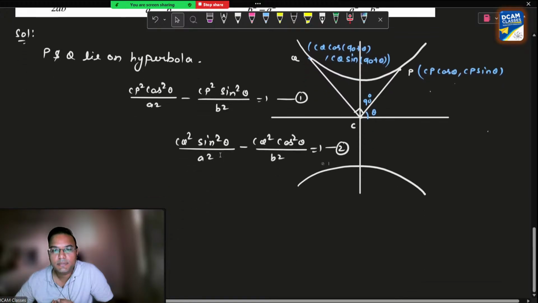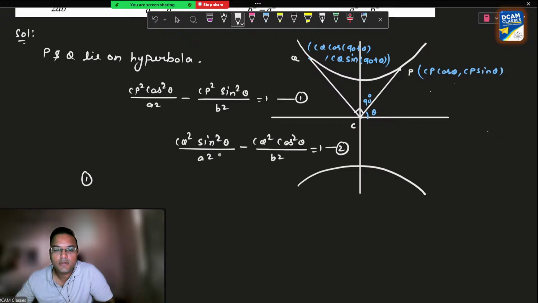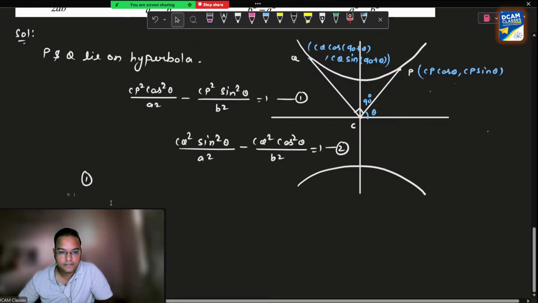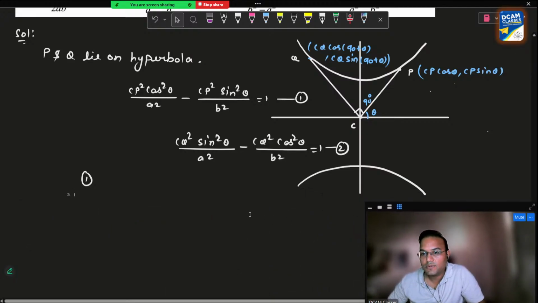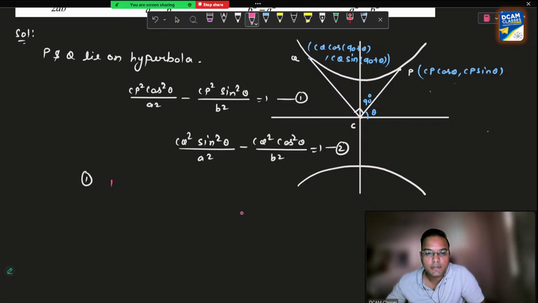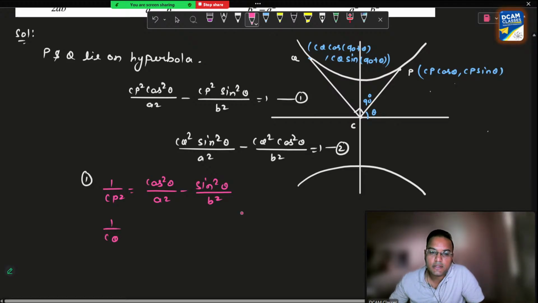1 by Cp square plus 1 by Cq square, they're asking, no? Cp square you can take common. From 1 you will get, actually very easy. I did not think this would be so easy. 1 by Cp square is cos square theta by a square minus sin square theta by b square. 1 by Cq square, from equation 2 we are getting sin square theta by a square.